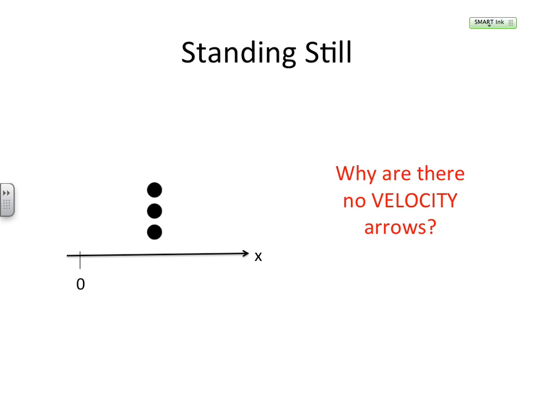Now, if you'll notice, there are no velocity arrows when I have an object standing still. So think about that. Why would there be no arrows between my dots? Because I have zero velocity. My object is standing still. It's not speeding, it's not moving at all. So therefore, if it's not moving at all, then it would have zero velocity. So I would not put any arrows between the dots because the arrows represent velocity.